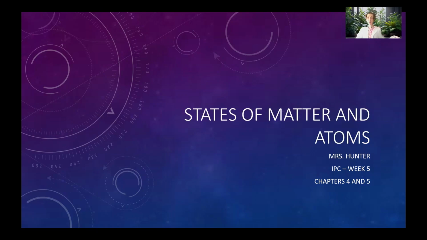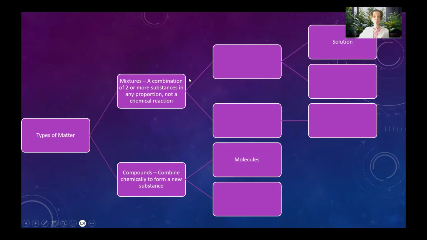So today we're going to talk about states of matter and atoms. But first we're going to do a little bit of review from last week. We talked about types of matter, and we talked about mixtures and compounds. Mixtures are a combination of two or more substances in any proportion. And remember, that is not a chemical reaction, right?